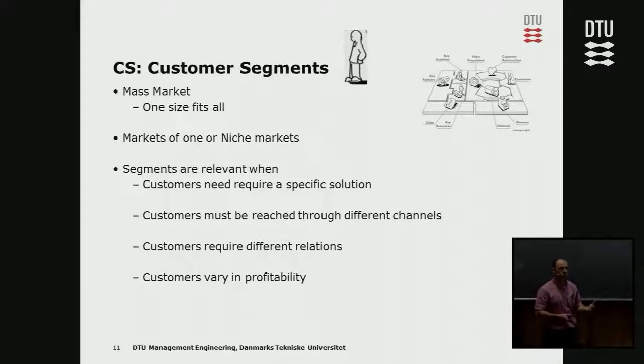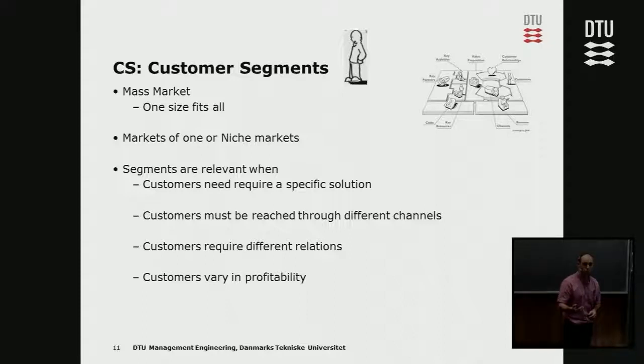Markets of one relate to the fact that because we have nice customization technology, an individual customer can get his specifically tailored product. There's only one buyer of that particular configuration, and that becomes the market of one. You sometimes see that in custom cars. A niche market is, of course, several customers, but they all demand a specific configuration, a specific value proposition. We talk about customer segmentation when we can see that there are groups of customers that require specific solutions. They are nicely grouped into a lump, and then we can reach them through different channels. So if we have the high-end customers, they like personal contact.